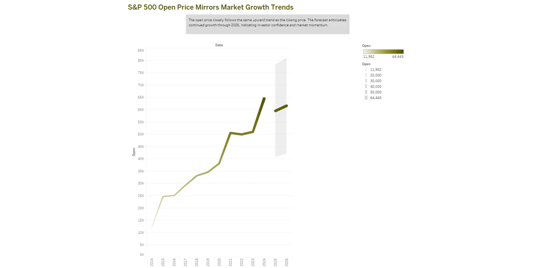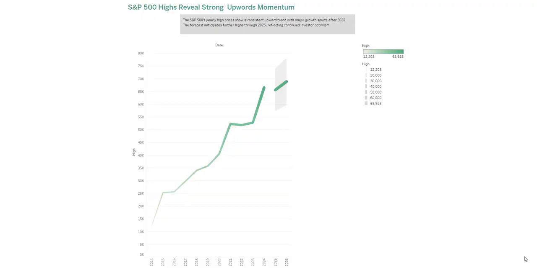Graph number 4. Yearly high price. This chart shows the highest price reached each year. These peaks represent market confidence. We see incredibly high peaks over the last 10 years, especially in 2020. After 2020, the forecast projects even stronger highs by the end of 2026, which suggests strong confidence among investors.